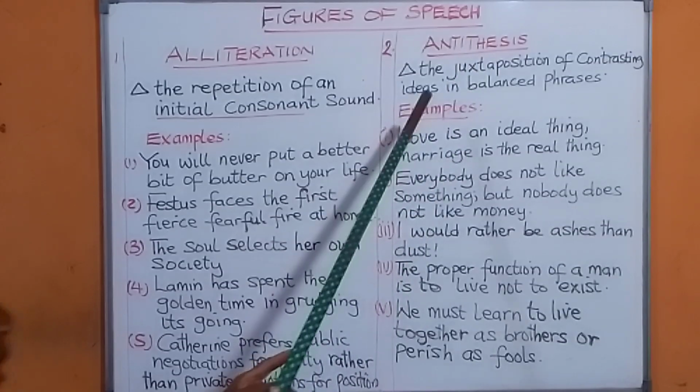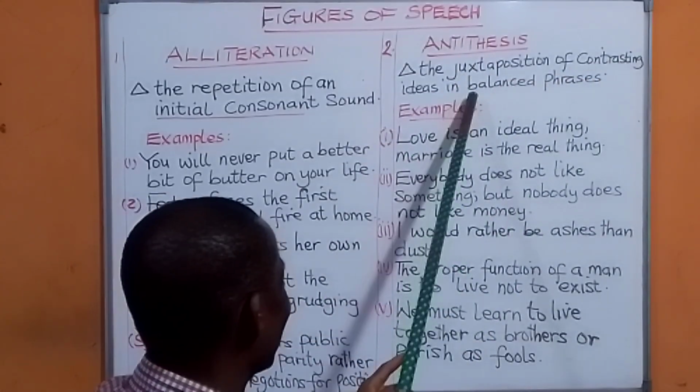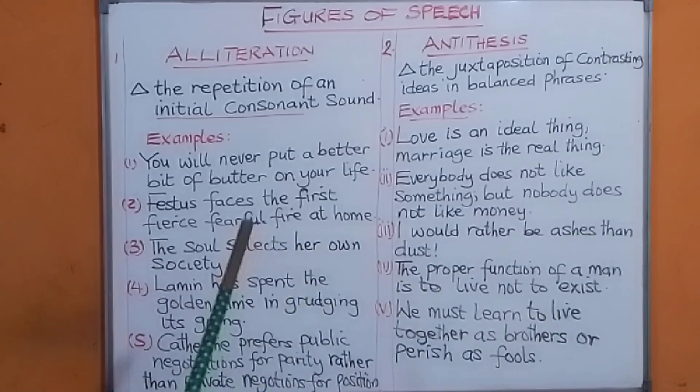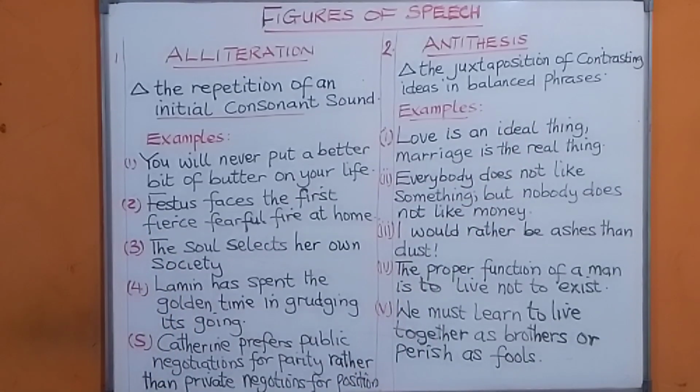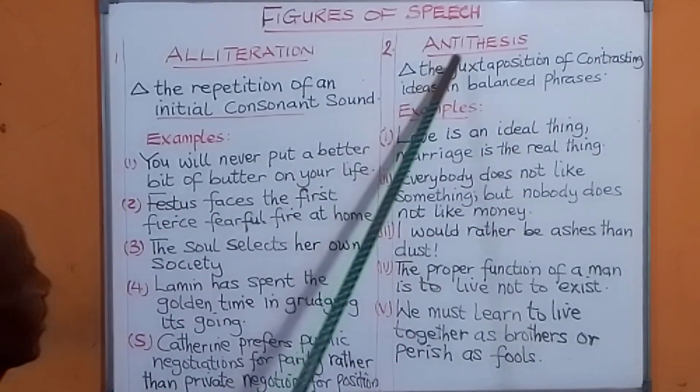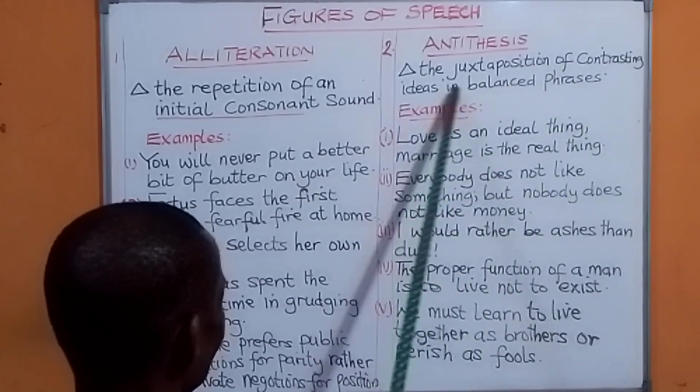Number 2, we are going to take you to the antithesis. Antithesis. What is that? It's the juxtaposition of contrasting ideas in balanced phrases. You have two ideas that are contrasting, two ideas that are opposite. You balance them in a phrase. You put that in balanced phrases. That is what we call antithesis.